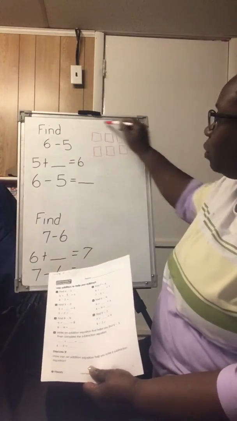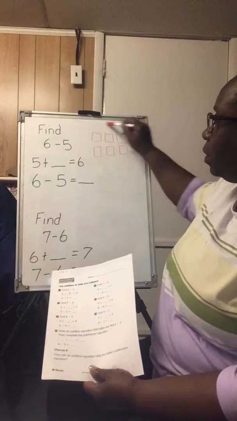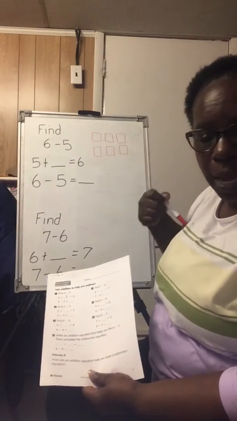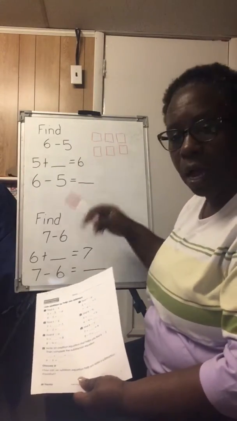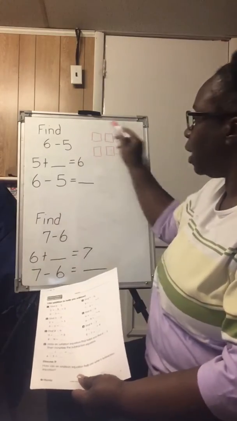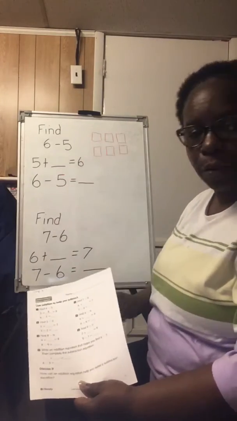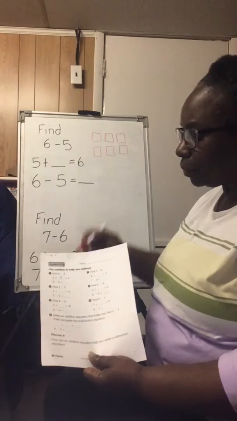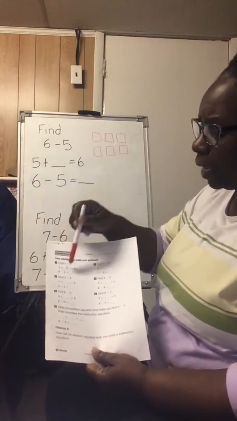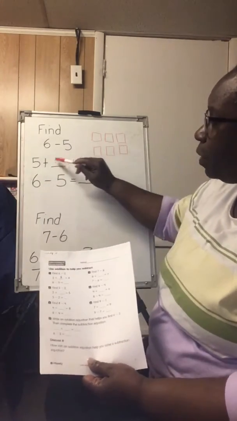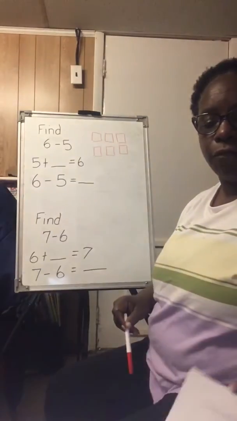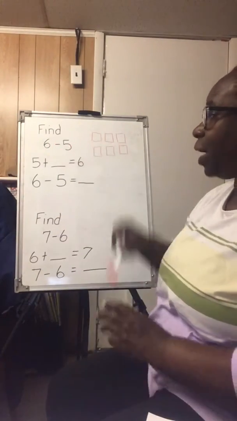Okay, and I've already drawn blocks up, because if you need to use blocks, that's okay. If you need to use rocks, paper, whatever you need to help you figure out your math problem, it's okay to use. So on our first one, they actually gave us the number, but I didn't put it up here because I want us to work it. So the first one is 6 minus 5.